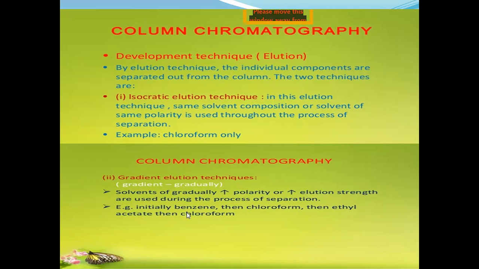So here first we introduce benzene. After some time we use the solvent which has more eluting power than benzene, that is chloroform. After that we use ethyl acetate, one after another. Okay. So this technique is known as gradient technique.